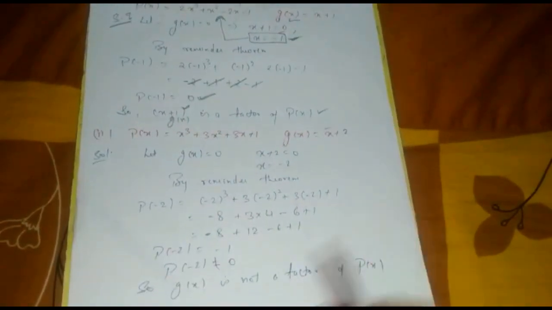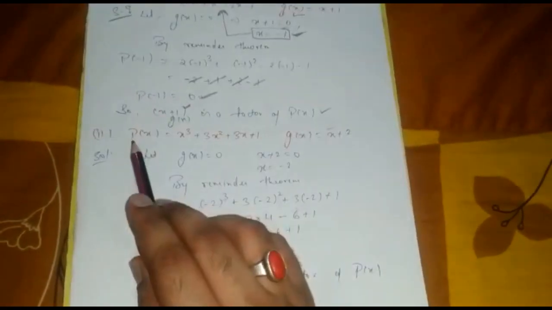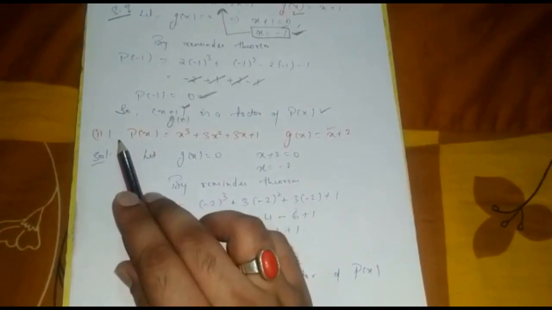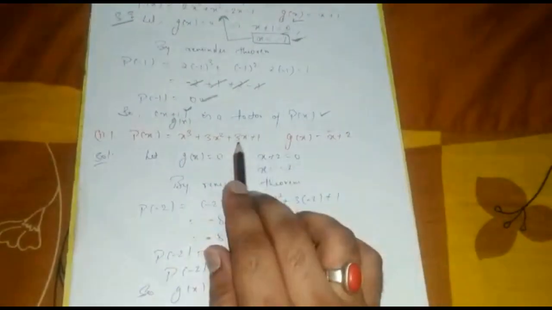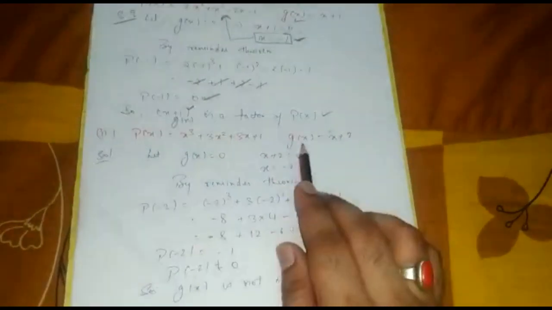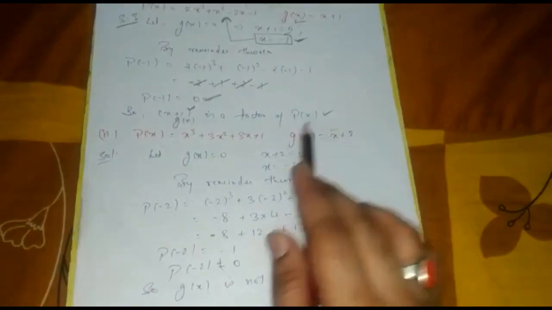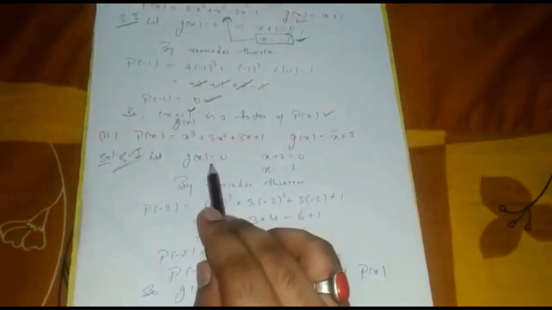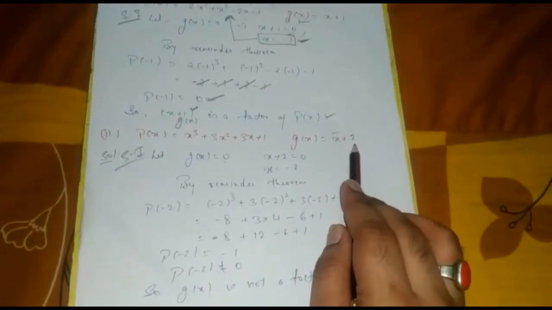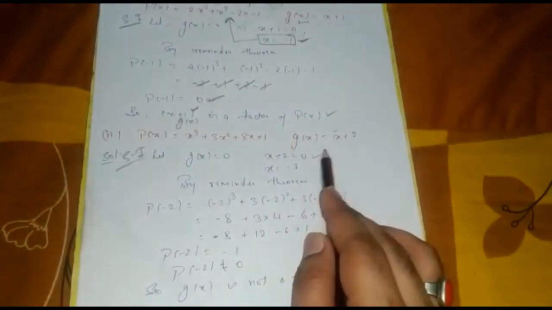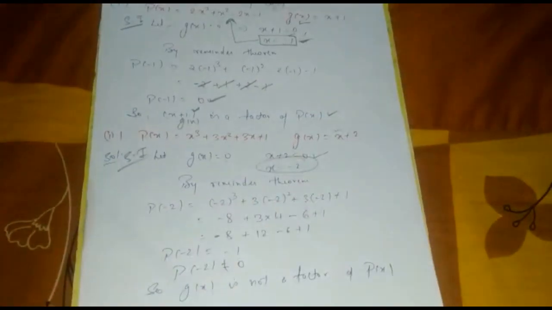Now let us discuss the second part of this question. The given polynomial function is x cube plus 3x square plus 3x plus 1 and g of x is equal to x plus 2. So the first step is: let g of x be equal to 0. What is g of x? G of x is x plus 2. So x plus 2 will be equal to 0. From this we get x equal to minus 2.